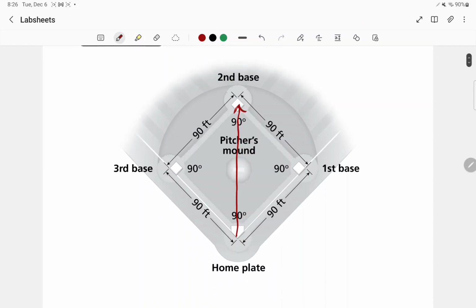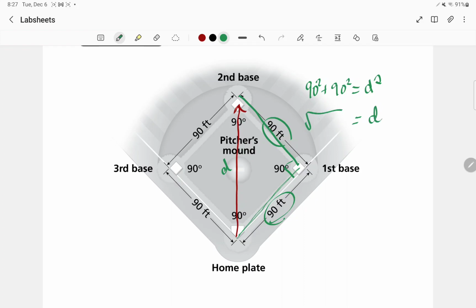So for part A, number 1, we've got to find this distance here. We know that the distance from home plate to first is 90 feet, and from first to second is also 90 feet. So we have that right triangle. To find the red distance, 90 squared plus 90 squared is equal to, let's say the distance is D, so it's equal to D squared. So when we work all of this out, D is the square root of 90 squared plus 90 squared.